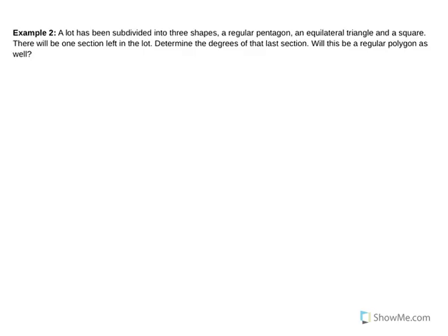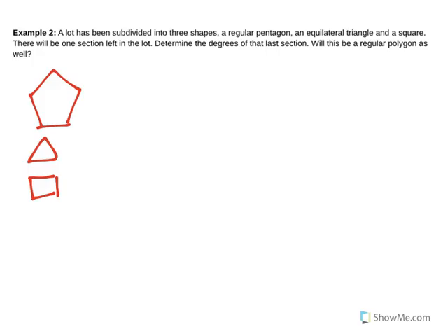A lot has been subdivided into 3 shapes: a regular pentagon, an equilateral triangle, and a square. There will be one section left in the lot. Determine the degrees of the last section and will this be regular? So let's add all these up.